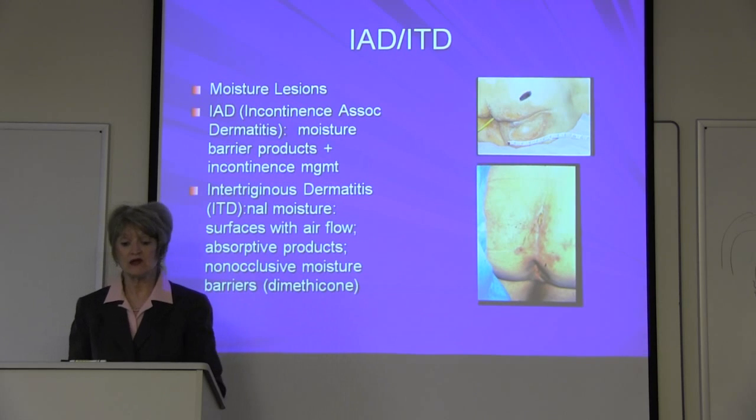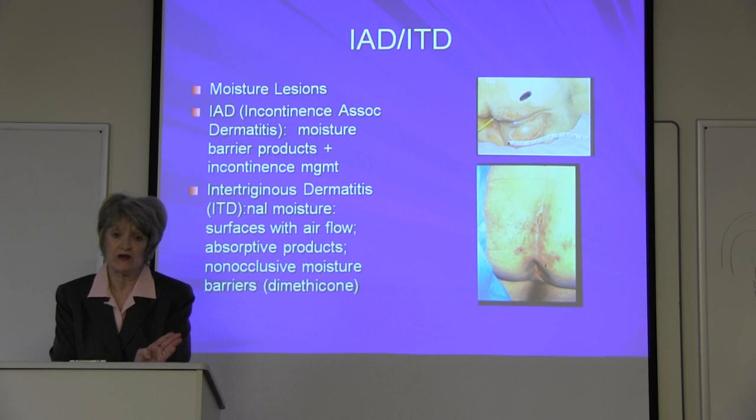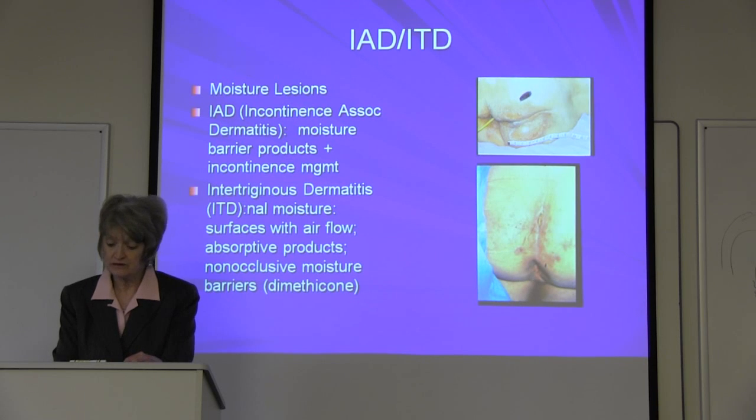But I want you to notice the fourth type of moisture barrier that we sometimes don't think about because we're so locked into thinking about ointment type products. And that is your copolymer film products. Now the one that has been studied most extensively is Cavilon by 3M.